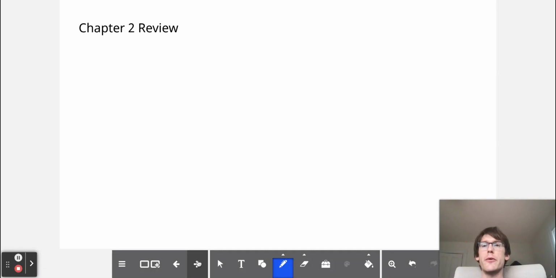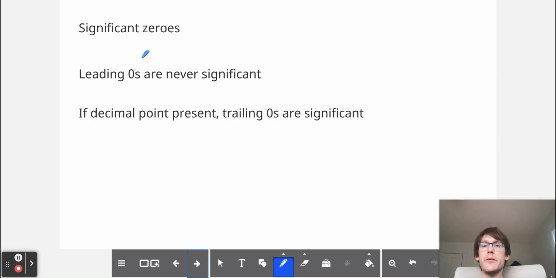In this video, we're going to be reviewing Chapter 2, starting with significant zeros. Leading zeros are never significant, and trailing zeros may be significant if there is a decimal point present, but won't be significant if there is an absence of a decimal point. So for example, all these leading zeros are insignificant, but if we have 800, the trailing zeros are insignificant. If we have 800 with a decimal point, then the trailing zeros are significant.